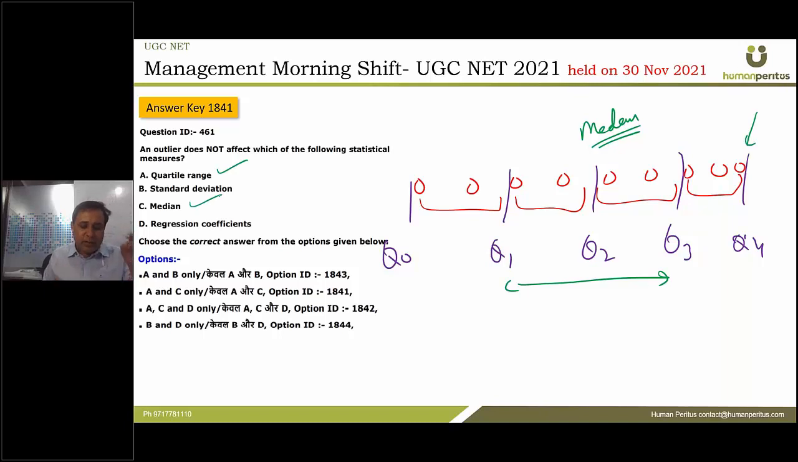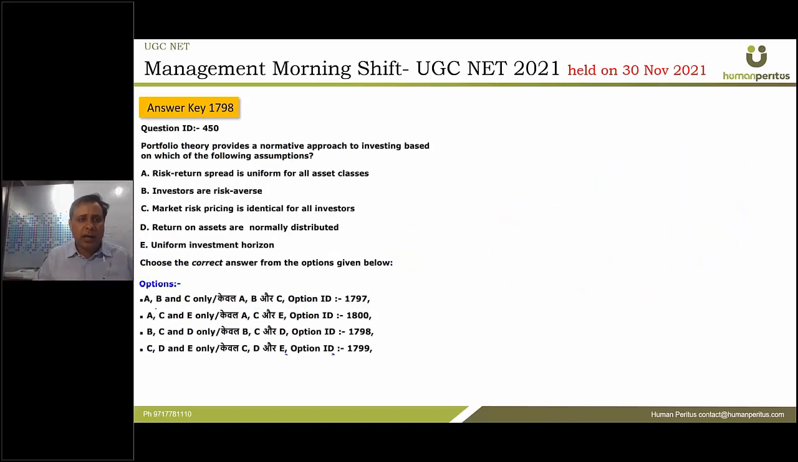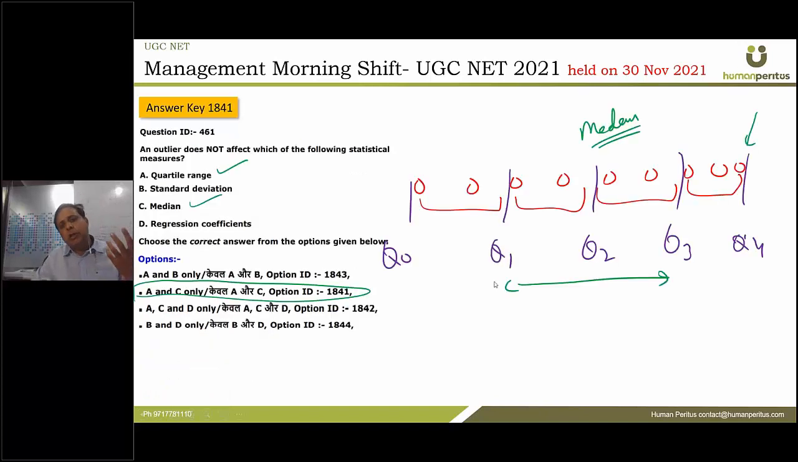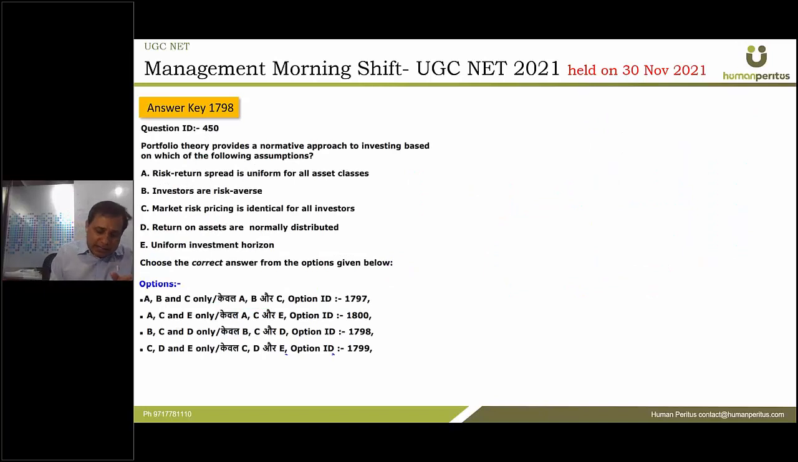And standard deviation or regression coefficients, they depend on every value, and therefore they will get affected because of an outlier. Correct answer is A and C, and A and C is given in the option B, and therefore correct answer is option B. Let's move ahead. So again, I won't say it is an easy question, but if you understand conceptually the concept behind it, then you should be able to do it. Okay. Next is the portfolio theory.